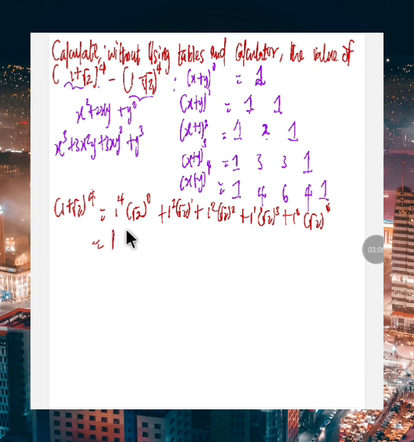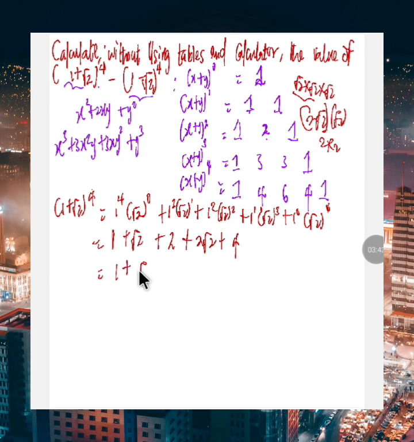So you have 1 plus 1 raised to the power of 3 is 1, root 2 raised to the power of 1 is root 2, good. Plus 1 squared is 1, and root 2 squared will give us 2, that's good. Plus 1 raised to the power of 1 is 1, and root 2 raised to the power of 3 will give us 2 root 2. Let's check: root 2 times root 2 times root 2. Root 2 times root 2 gives us 2, so we have 2 root 2. Then 1 raised to the power of 0 is 1, and root 2 raised to the power of 4 is 2 root 2 times root 2. Root 2 times root 2 gives us 2, so 2 times 2 gives us 4. So that is beautiful. We have 1 plus root 2, plus 2, plus 2 root 2, plus 4.